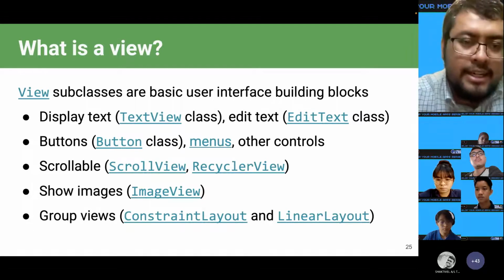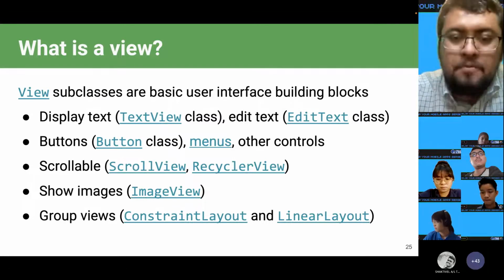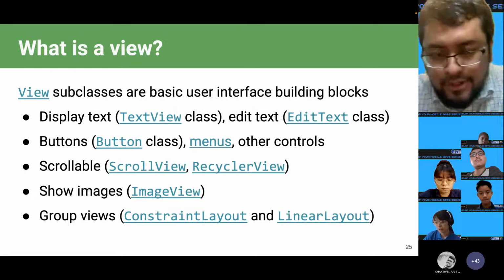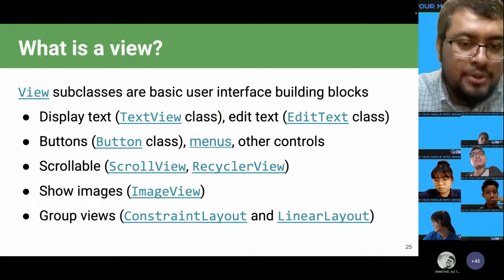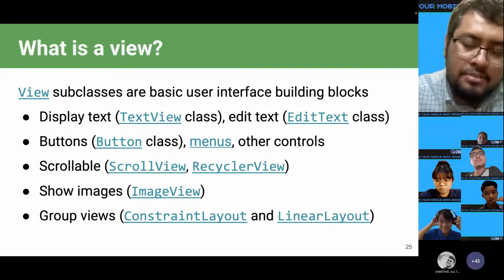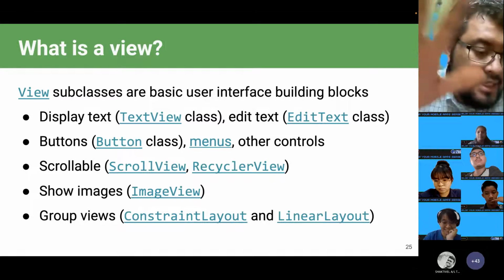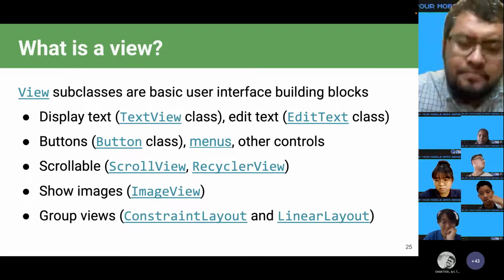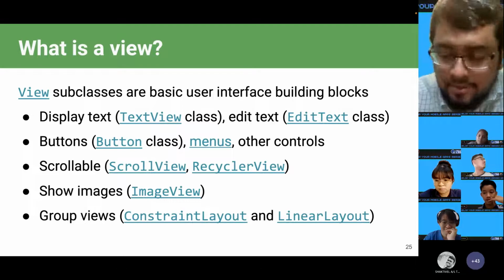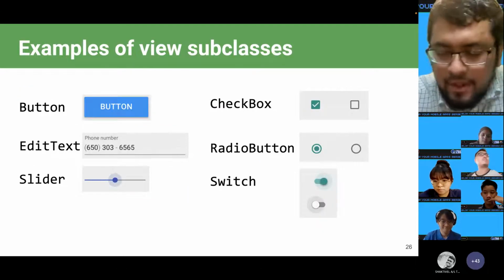So what other views can you explore? You have seen earlier the text view and the edit text. We also use the button. There are others, for example, the menus, the recycler view, image view, and then we also use layout. The layout is basically how you are going to arrange your components on the screen. There are other layouts that we can explore later on. So this is the example of the views that you have seen.